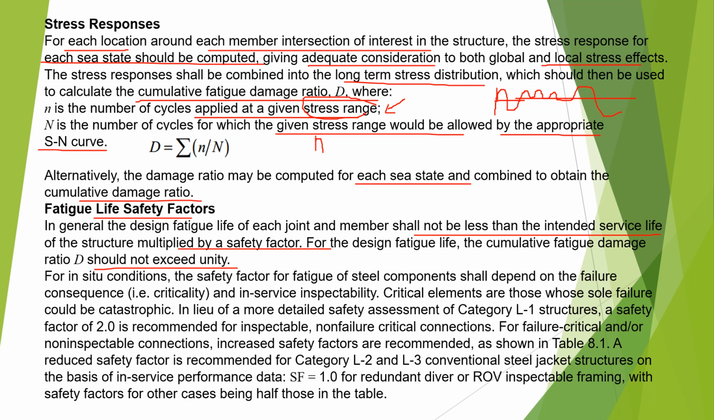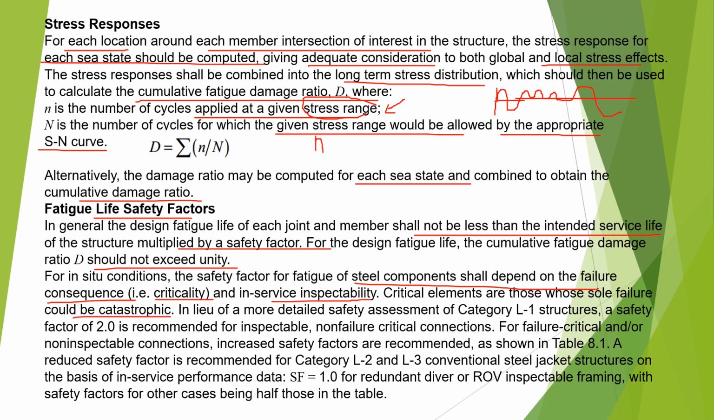In steel conditions, the safety factor for fatigue of steel components shall depend on the failure consequence. So there are two things: one is criticality, and another one is inspectability. If it is inspectable and critical, that will have a different factor of safety, and if it is non-critical and inspectable, or critical and non-inspectable, there are different combinations. Critical elements are those whose sole failure could be catastrophic.